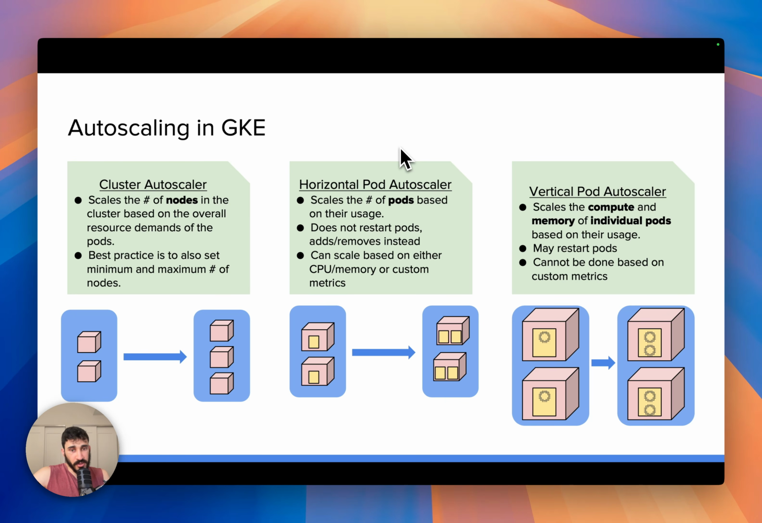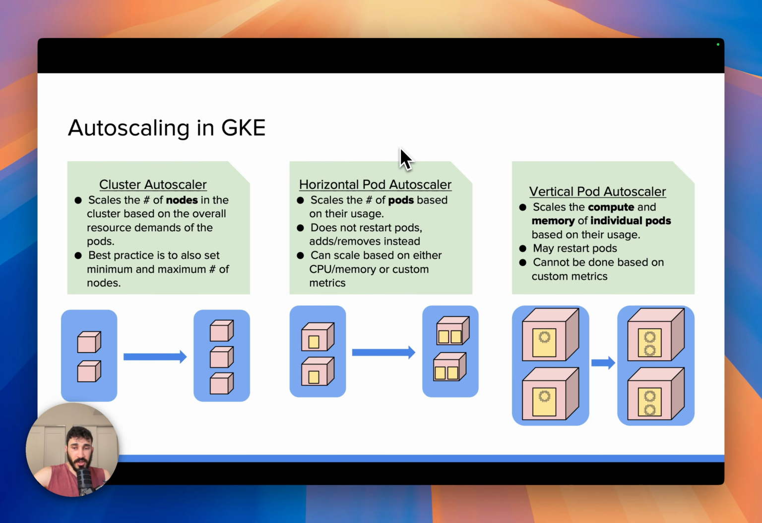And then we've got horizontal pod autoscaler, which scales the number of pods based on their usage, and it does not restart pods. It adds or removes pods instead, and it can scale based on either CPU, memory, or custom metrics. So again, quick little diagram down at the bottom. We've got our cluster in the blue, we've got our nodes in the pink, and then each node has one or more pods. And the horizontal pod autoscaler here has added a pod to each node. So we're talking about adding or removing pods.